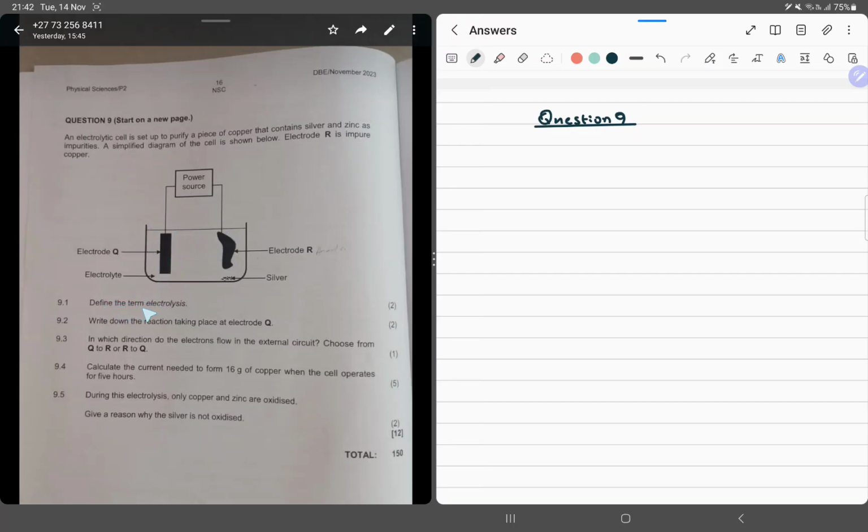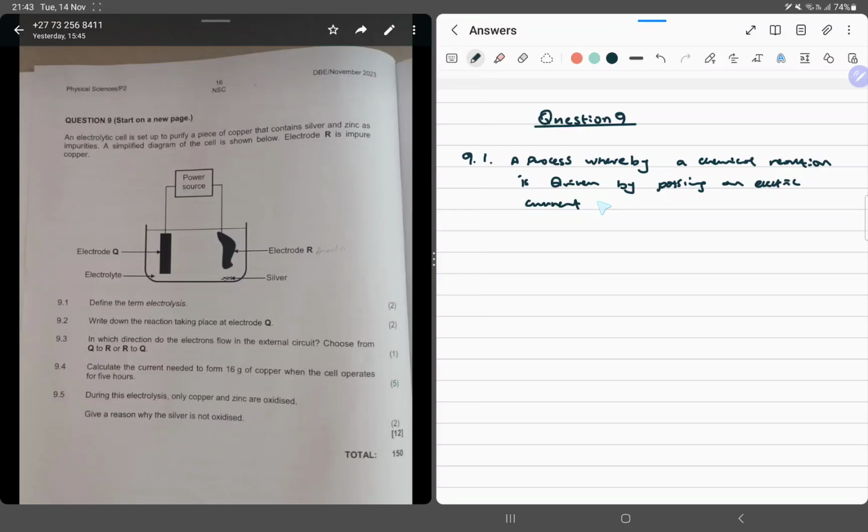Now I told you, define the term electrolysis. So obviously these are easy marks, guys. Definitions, we can just say a process whereby a chemical reaction is driven by passing an electric current through the solutions or whatever.